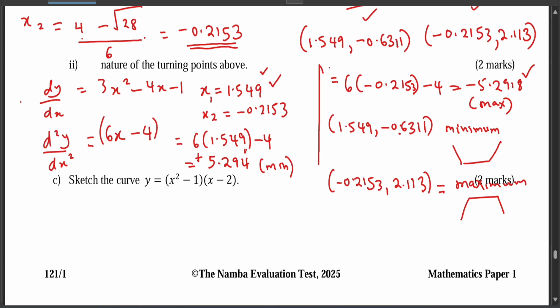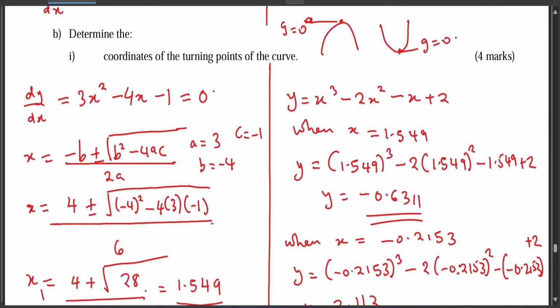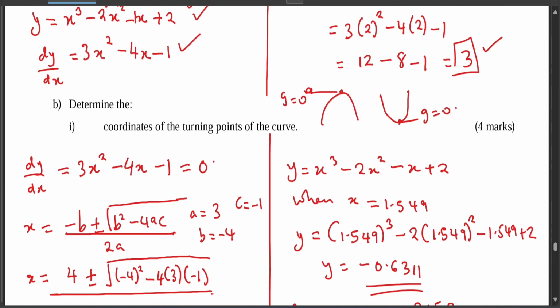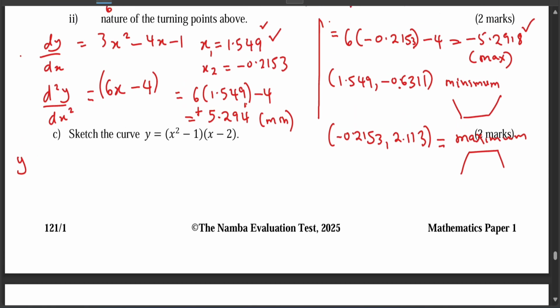Now for you to sketch the curve, before I sketch it, I need to know our y-intercept and x-intercept. So what is our y-intercept? I think, if I'm not wrong, your y function was x cubed minus 2x squared minus x plus 2. If I open this up, x cubed minus... but I think I don't need to do that. Now for you to get the x-intercept, what does x-intercept mean? X-intercept means your y value is 0.